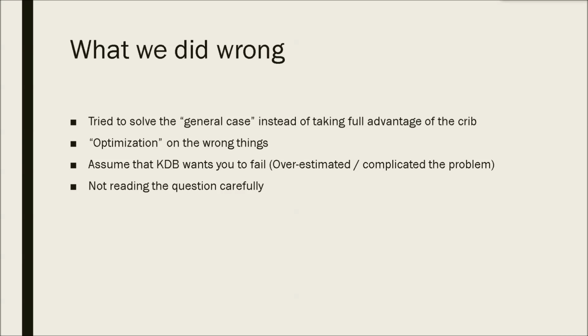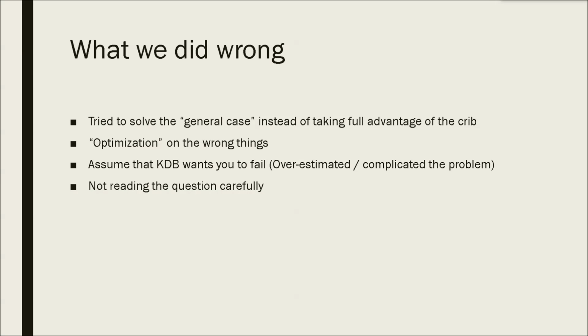So in the end, very quickly, I will talk about what we did wrong and what caused our failure. We spent too much time trying to solve the general case instead of taking full advantage of the crib. That was heavily because we didn't realize that there was a crib in the plain text, so we didn't go in that direction in the beginning, and we already dedicated a lot of our effort into trying to solve for it could be any English sentence in there. So that's why we worked towards that direction.